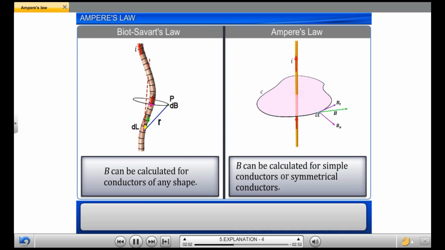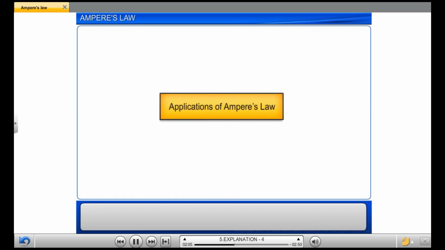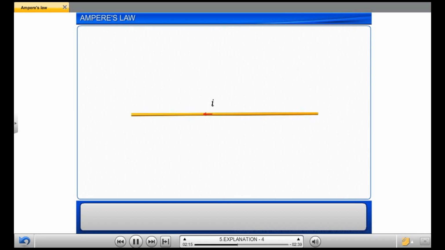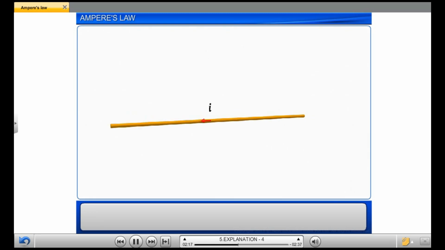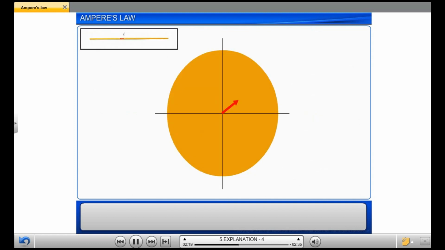Now, let us discuss the application of Ampere's law to calculate the magnetic induction at a point inside and outside a straight current-carrying conductor. Let us consider a straight conductor of uniform circular cross-section with radius a, carrying a current I, which is uniformly distributed across the cross-section. Let us consider the direction of the current as coming out from the plane of the screen.